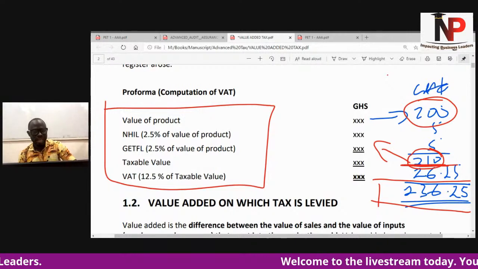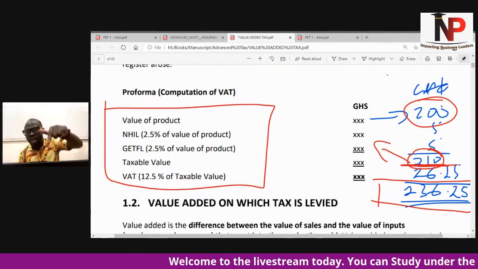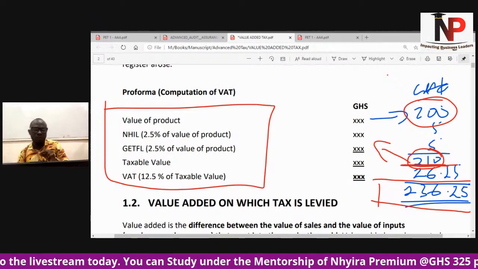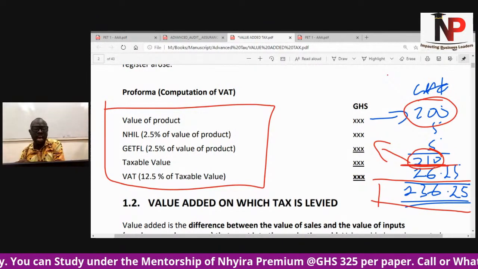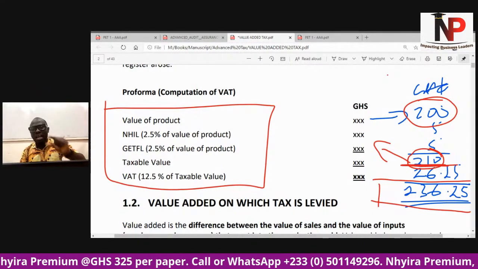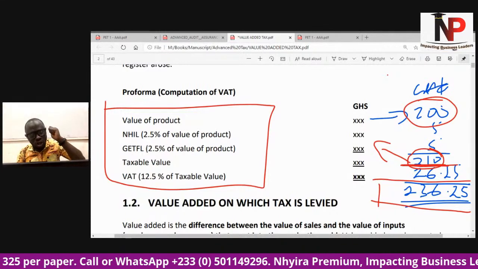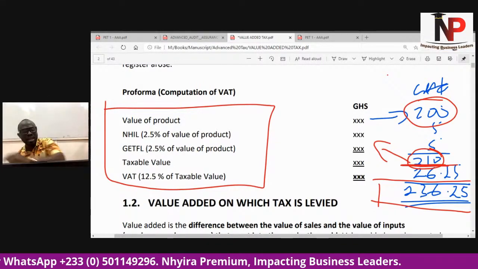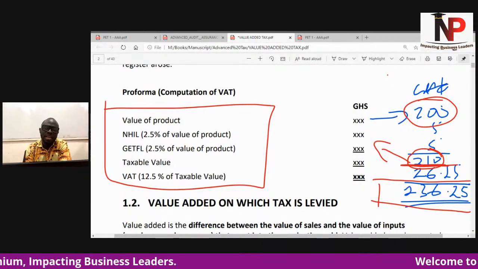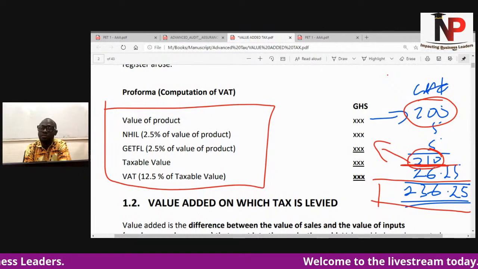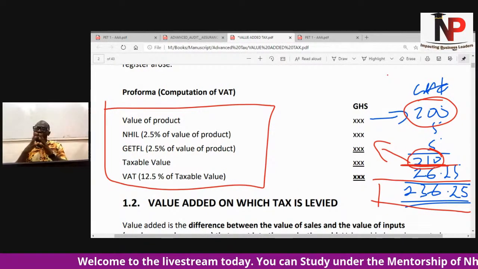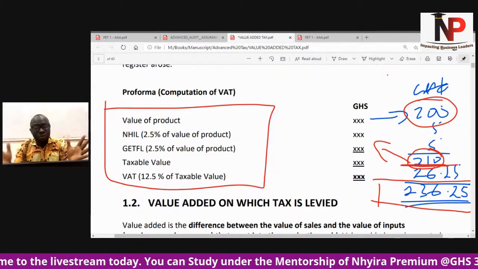So look at it. The VAT is not charged on the value of the product. Instead, the VAT is charged on the taxable value, which is inclusive of your NHIL and then the GETFund levy. For that reason, you are claiming VAT on what you actually paid, inclusive of the NHIL and then the 2.5% GETFund levy. That is very, very critical. So you gotta make sure that you understand this in the computation.